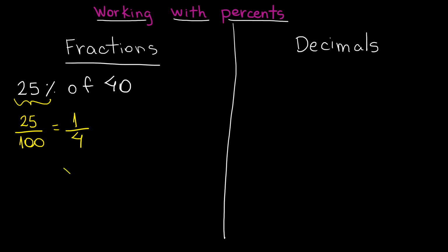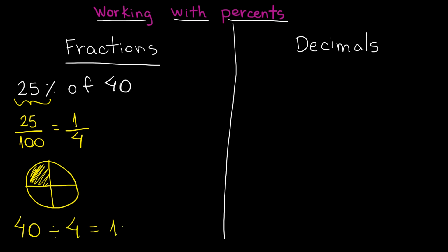So 1/4 is the same as: I am getting a quantity and I am dividing it in 4 equal parts and getting 1 part of it. So 40 divided into 4 parts equals 10. 1 part of it equals 10. So 25% of 40 equals 10.